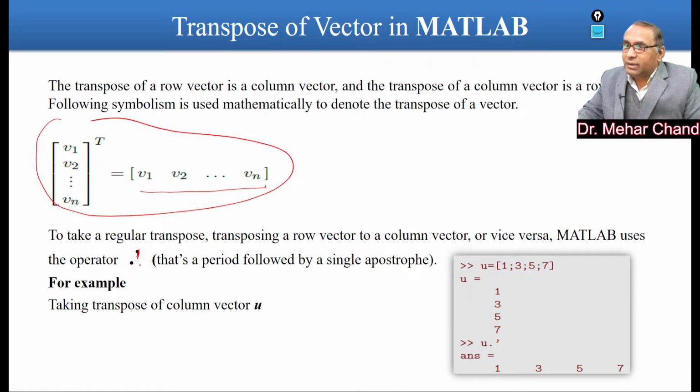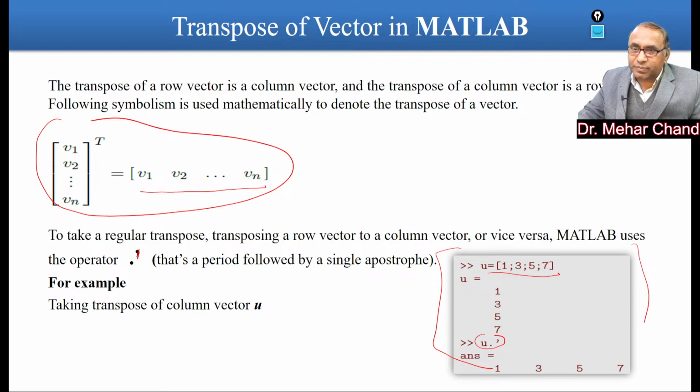Okay, you can see here is a very simple example. U is equal to, we have, this is the column vector, and when you use U dash, this will be equal to a row vector. Okay, column reduced into row.